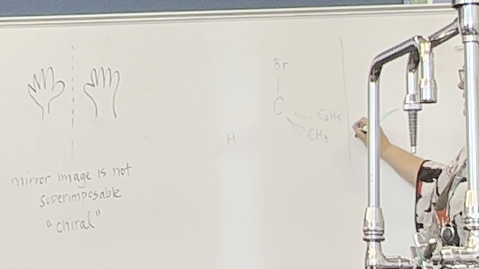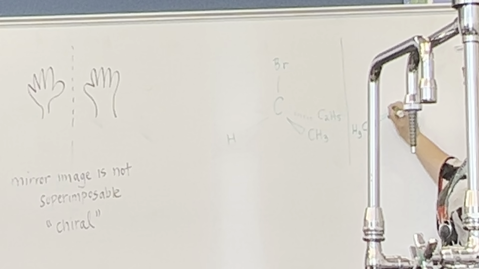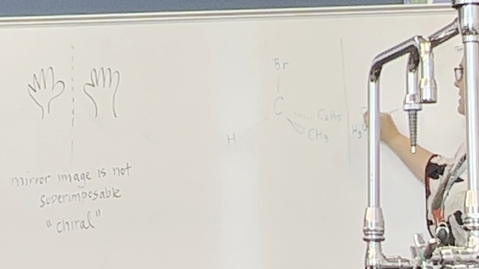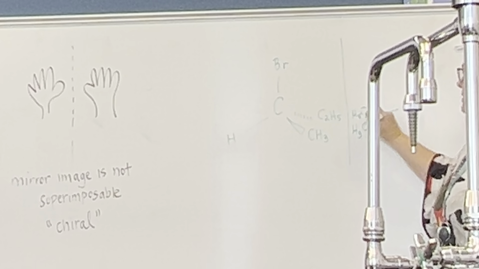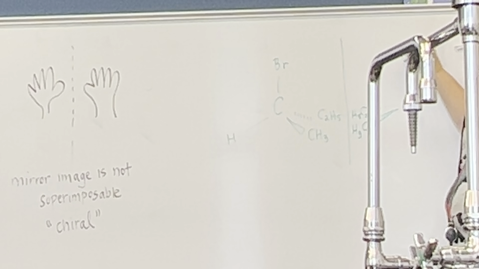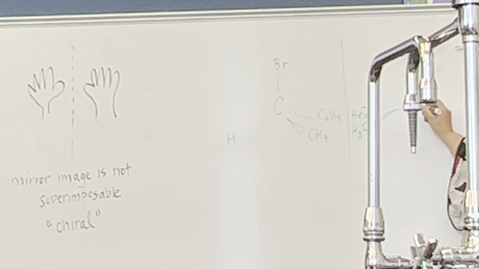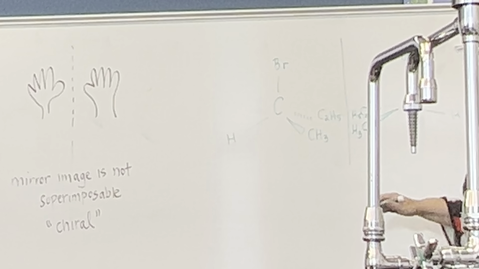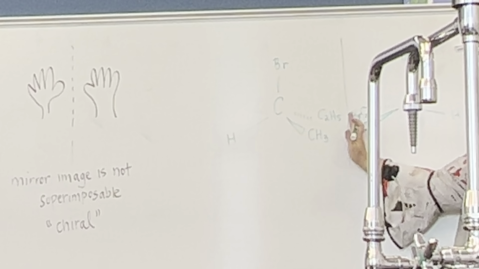So this should be the methyl, and this should be the ethyl. The bromine, which is in the plane of the board, should still be in the plane of the board. And the hydrogen that's in the plane of the board should still be in the plane of the board and farthest from the mirror. Do you agree that this is a mirror image if this is the mirror?